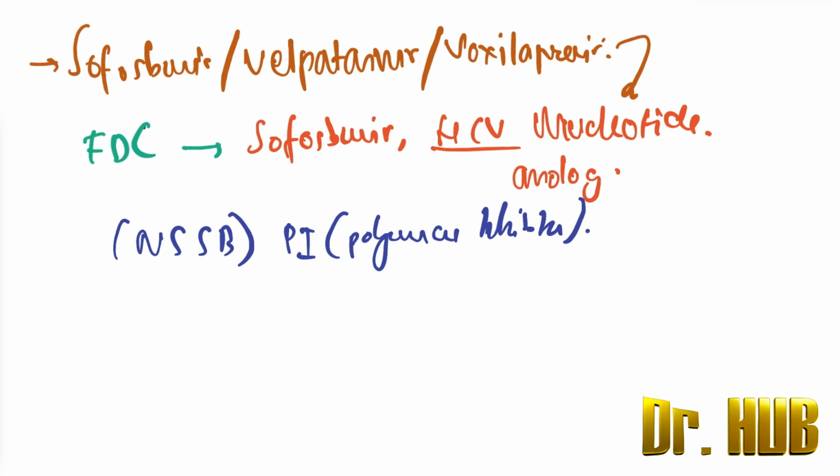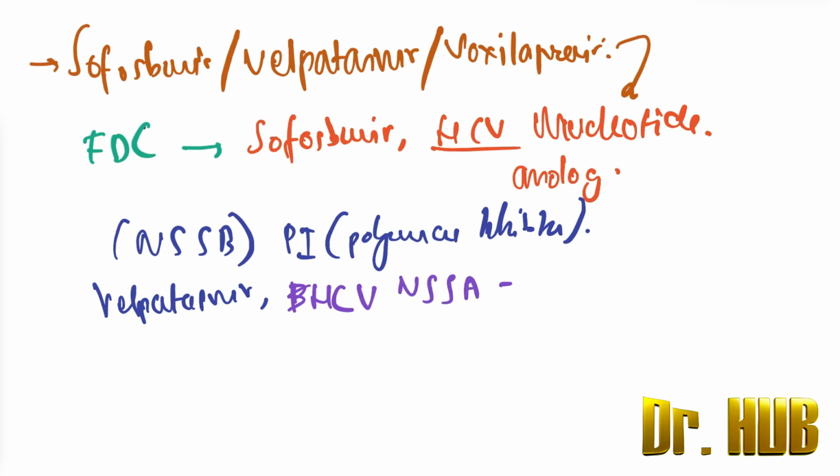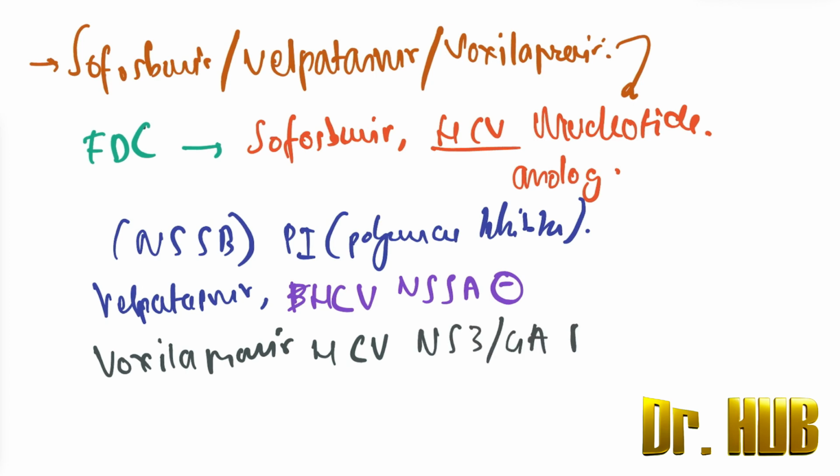The velpatasvir is an HCV NS5A inhibitor, and voxilaprevir is an HCV NS3/4A protease inhibitor. It is indicated for the treatment of the adult patients.